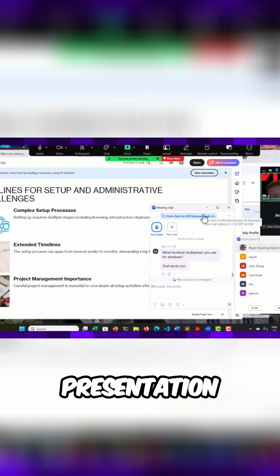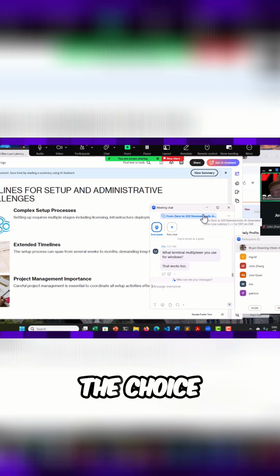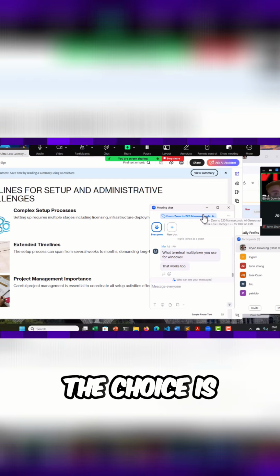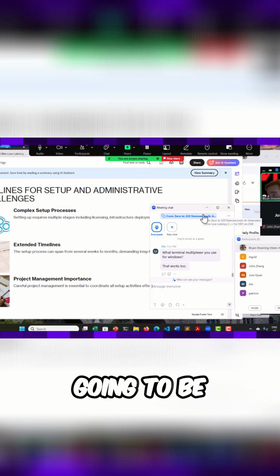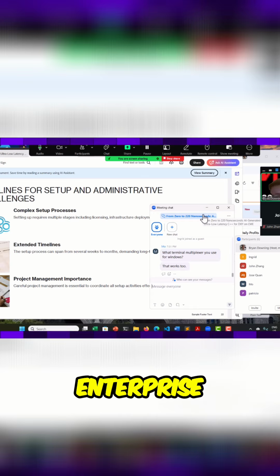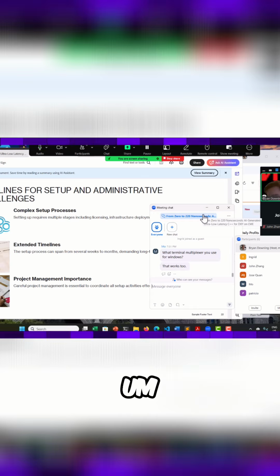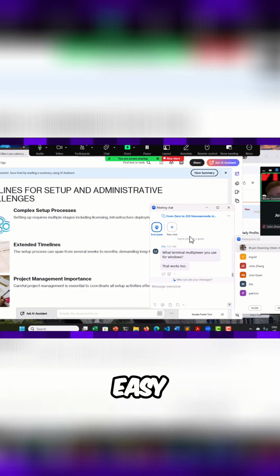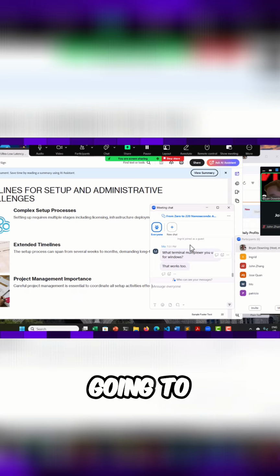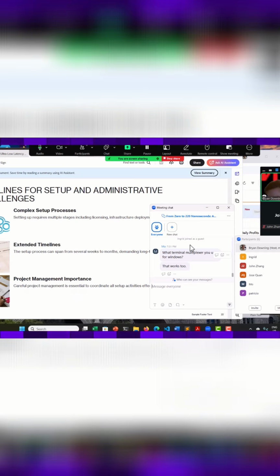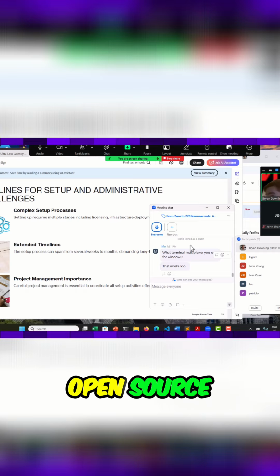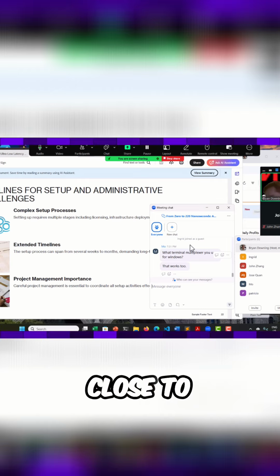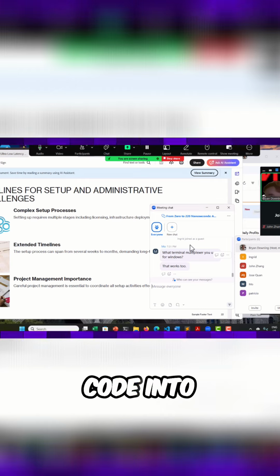I said earlier in the presentation that Linux is the choice. Specifically in the Linux distribution, the choice is usually going to be Red Hat Enterprise Linux. So even the ones I've shown you here with Ubuntu, because it's easy, I'm probably going to make my way over to Fedora, which is the open source, cheaper version of Red Hat. And then I'm pretty close to having deployable code in those environments.